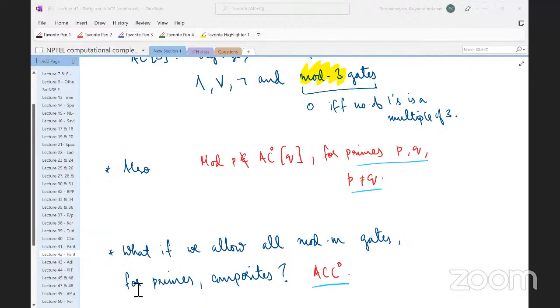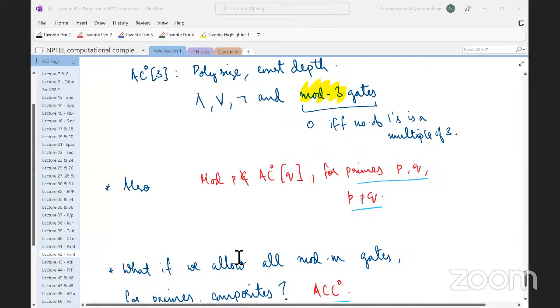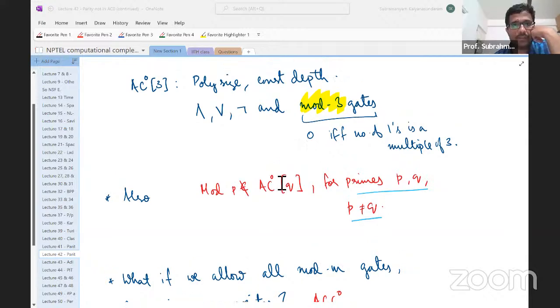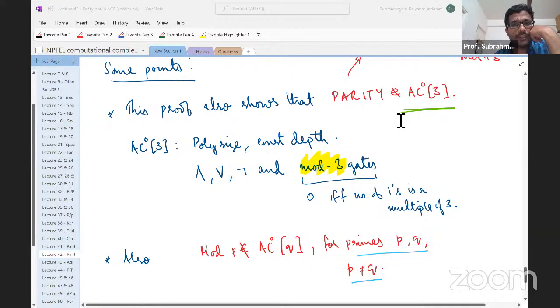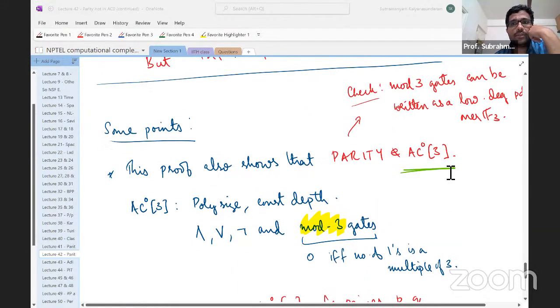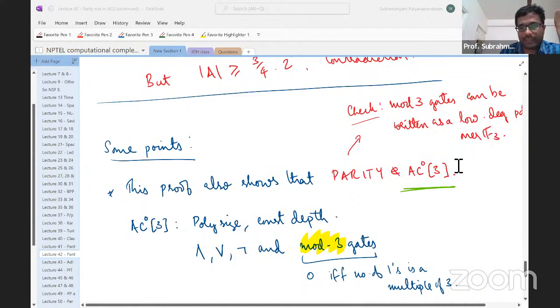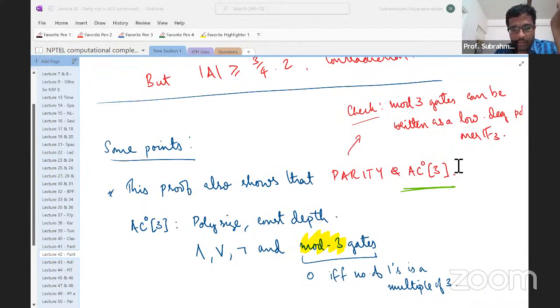So, sir, in this Razborov's proof, what exactly have we shown? Is this a lower bound for parity? Yes. Basically, parity cannot be computed using an AC0 circuit, even if we allow these mod 3 gates. Lower bound in the sense that it's an impossibility result. You cannot compute parity with this kind of setup. AC0 means polynomial size, constant depth, and unbounded fan-in, right?